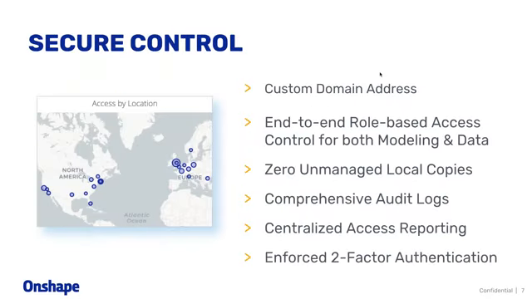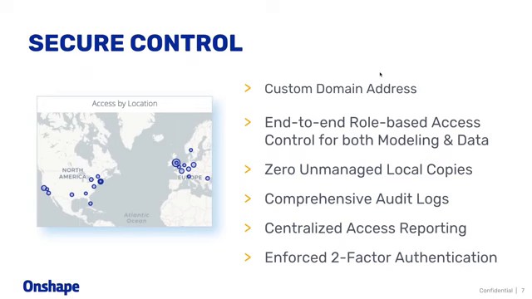So the first aspect is secure control. And Onshape Enterprise starts secure control by putting everything that your company owns, all of the CAD data and any other additional files, behind a custom domain. This is your company's unique domain, and the only way that anyone can access this data is by going to that particular domain. And this is combined with an end-to-end role-based access control for both the modeling system and the data. Onshape is the only tool in the world that actually allows you to control up to someone's device what it is that they can actually do on the data that you share with them.